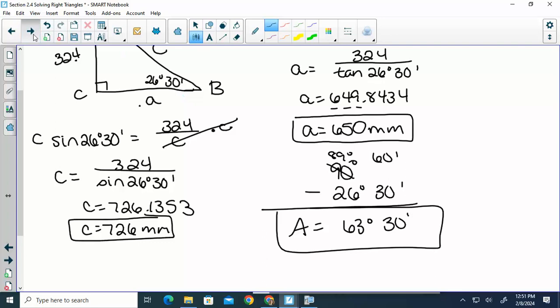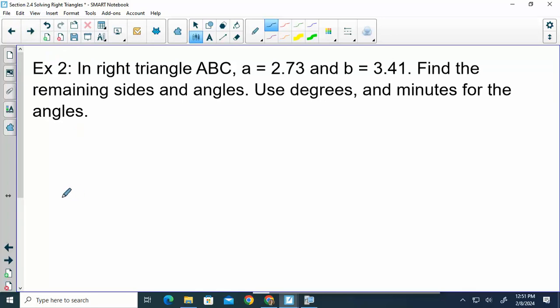Let's look at this problem. So we have right triangle ABC. Side A is 2.73. Side B is 3.41. Find the remaining sides and angles. Use degrees and minutes for the angles.